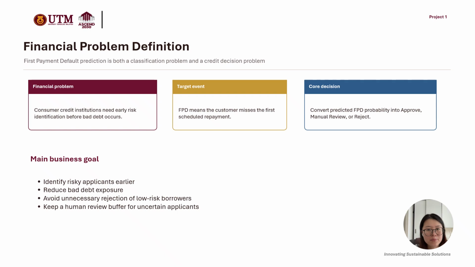So our project predicts first payment default, FPD. This means a customer misses the very first repayment. It is the earliest warning sign for credit risk. So the system converts a predicted FPD probability into 3 decisions: approval, manual review, and reject. The goal is to catch risky applicants early, reduce bad debt, and avoid rejecting good customers. That is why we need the 3 tiers, not just approve or reject.